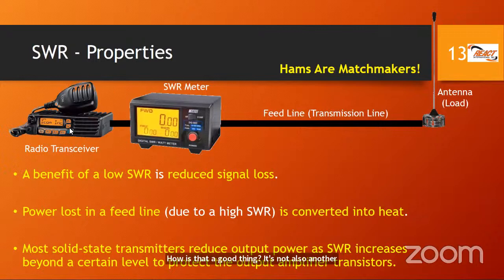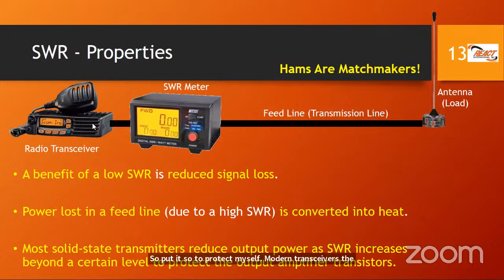So of course, we talked about semiconductors and solid state equipment. Most of today's equipment is solid state. So most solid state transmitters, such as this one, will reduce output power as your SWR increases. As the radio senses a higher SWR, it will say, you know what, I don't want to damage myself because I'm being detuned. My transmitter circuit is being detuned, and that means I'm going to generate a lot of heat.